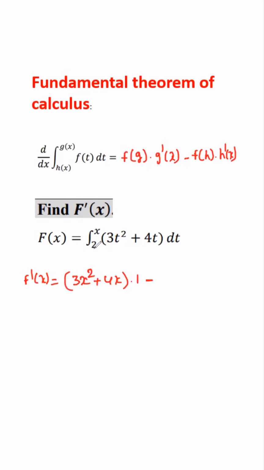We have to plug in 2. We have to replace t with 2 in f of h. So it would be 3 times 2 squared plus 4 times 2, multiplied with the derivative of this. The derivative of 2 is 0, multiplied by 0. So finally we got 3x squared plus 4x.